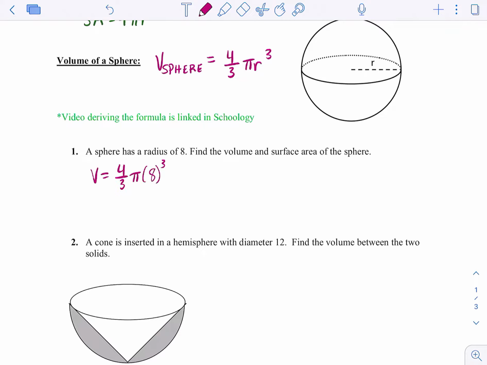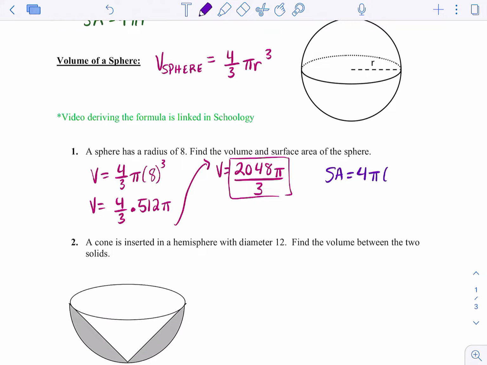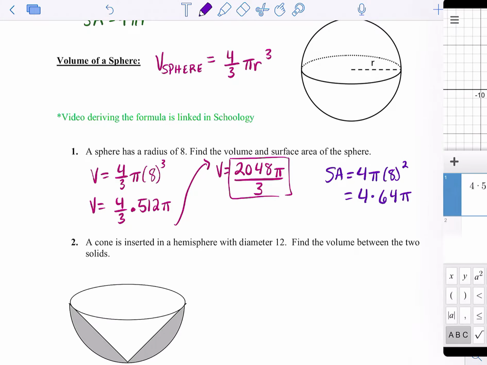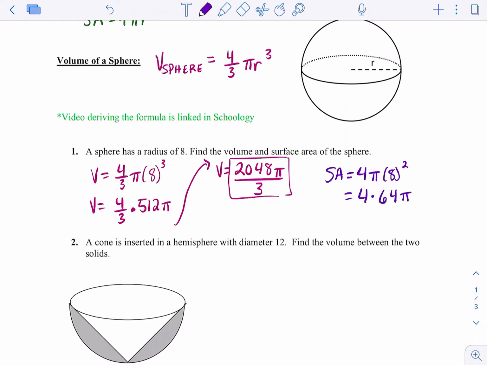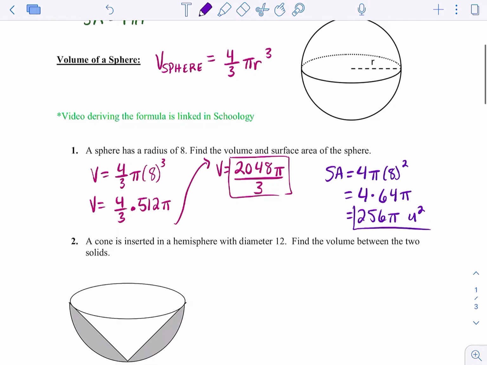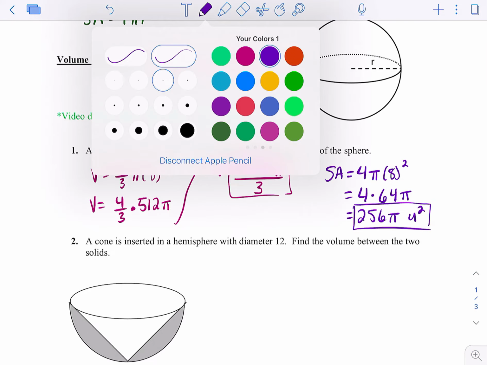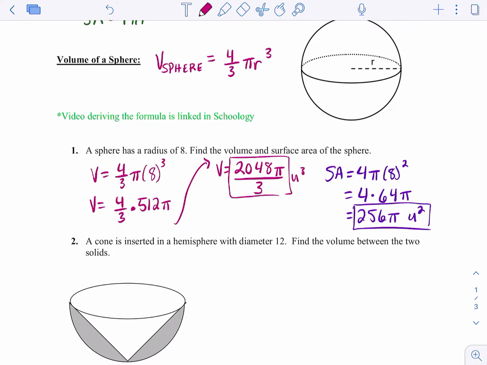And so for our surface area, it is 4 pi times r squared, which is 8 squared. That gives us 4 times 64 pi. And my apologies if you hear sirens in the background. And 4 times 64 gives us 256. So we get 256 pi. And we should write some units. This is units squared for surface area. And then for volume, it is units cubed. So hopefully this shows you how to use this formula.